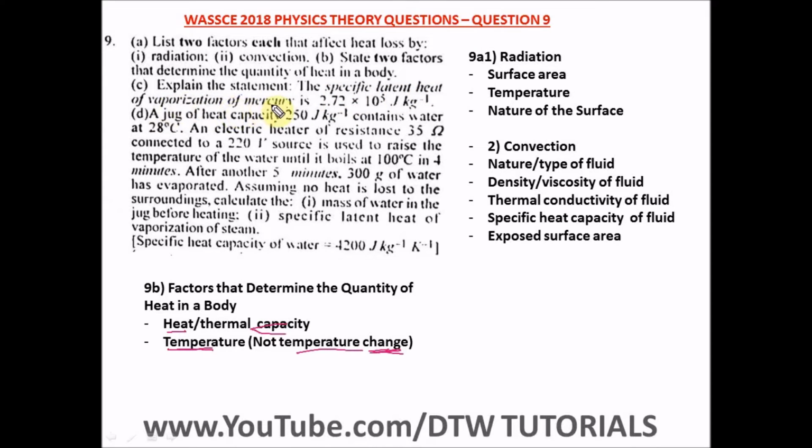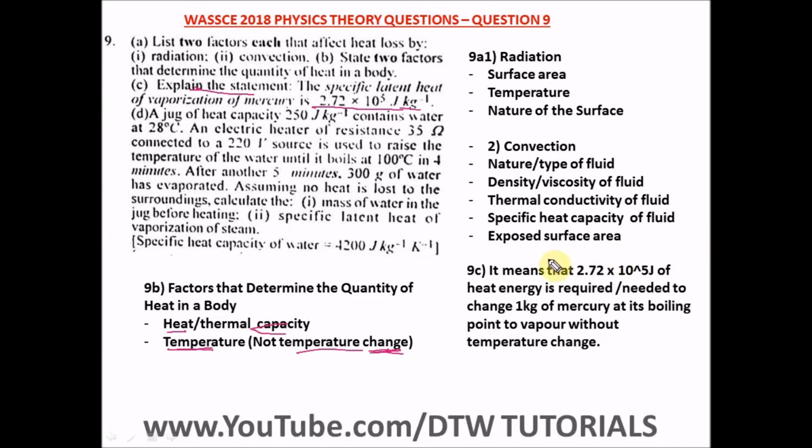the specific latent heat of vaporization of mercury is 2.7 times 10 to the power 5 joules per kg. We are not yet at the calculation part, but it says explain the statement. So what does this mean? It means that 2.7 times 10 raised to the power 5 joules per kg of heat energy is required to change 1 kg of mercury at its boiling point to vapor without temperature change. Are you getting it?